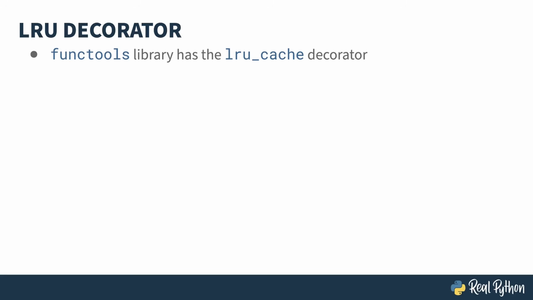Python's implementation of the LRU cache is provided as a decorator inside of the functools library. All you have to do is wrap your function with the decorator, and you're instantly cached. That's it, it's that easy. Let's go play with it.